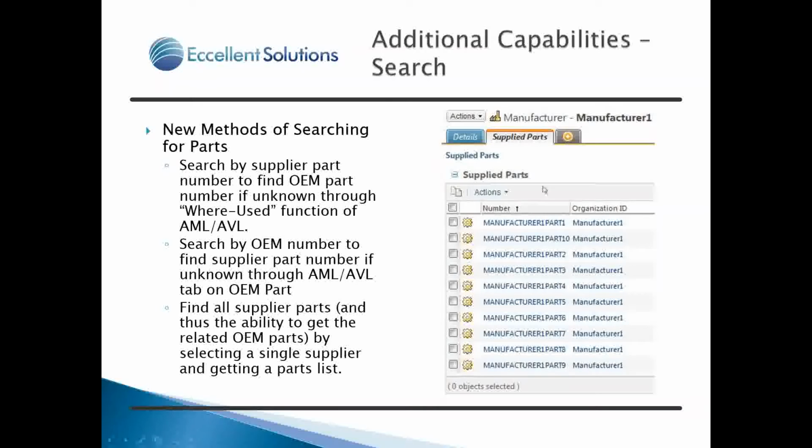Another useful function is that you can browse to a particular manufacturer and get a list of all the parts in your system that manufacturer supplies. And since all of this is linked to the database, you can click from there to any of the individual manufacturer parts and thus navigate through the AML to any of those parts as well, or the AVL for the vendor parts. So some pretty useful functions there to navigate through your parts.